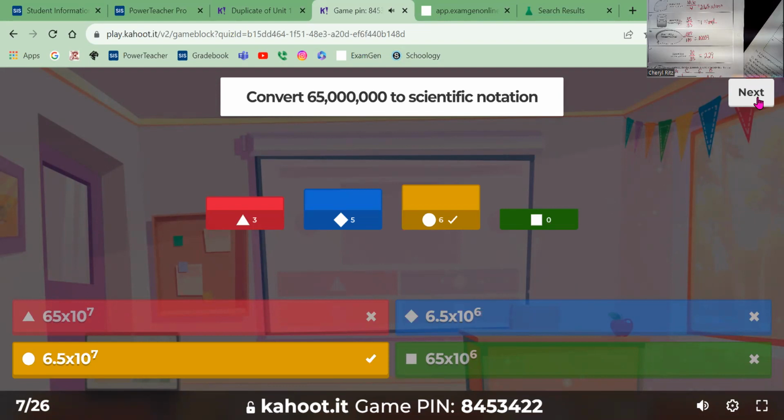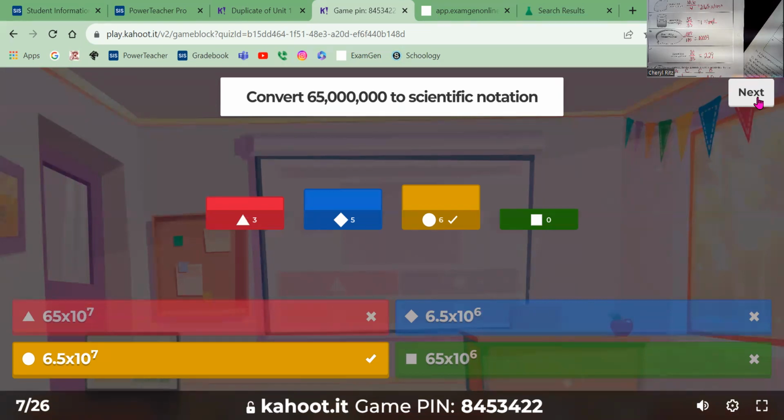Okay, quick refresher course. Remember, the decimal point goes between the first two digits, and then you have to count how many spots you moved it. So if it was here, that's 1, 2, 3, 4, 5, 6, 7. So it's 6.5 times 10 to the 7th.